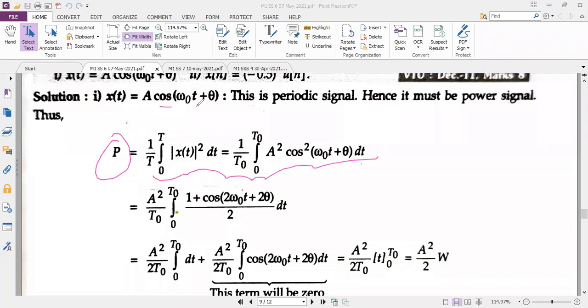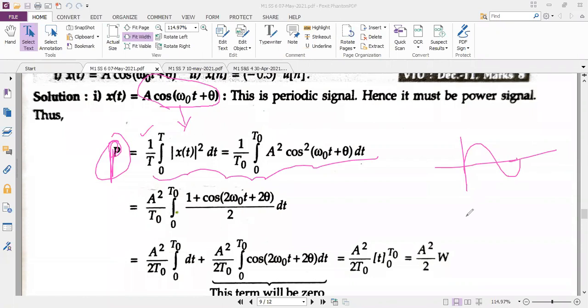I am concluding this is a periodic signal because in the question they have asked us to analyze whether it is an energy or power signal. So since it is a periodic signal, I am concluding that I have to calculate the power instead of energy. So power P is equal to, you know, the formula 1 by T. And it is a cos signal, so I'll be taking the values from 0 to the capital T.